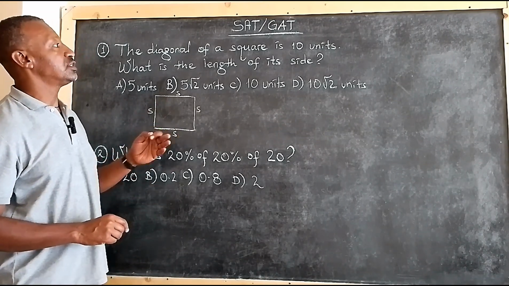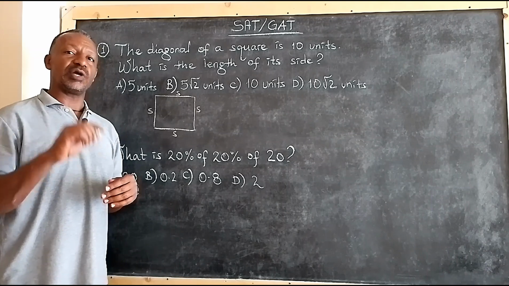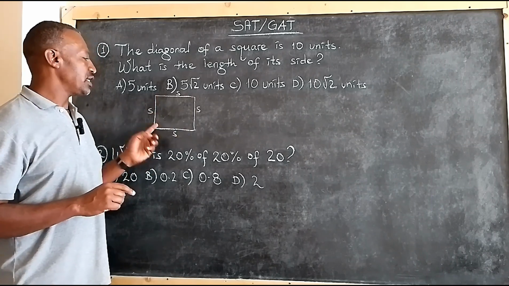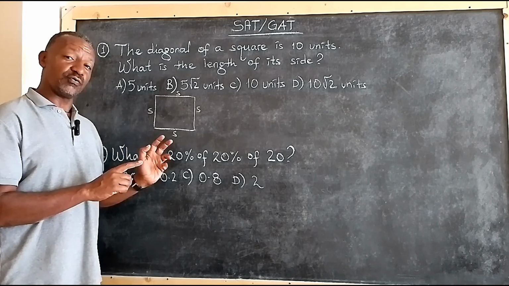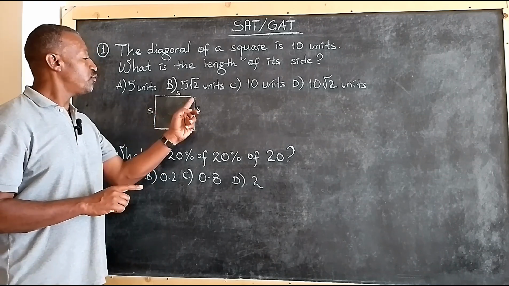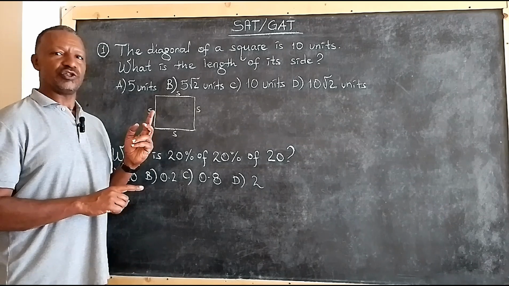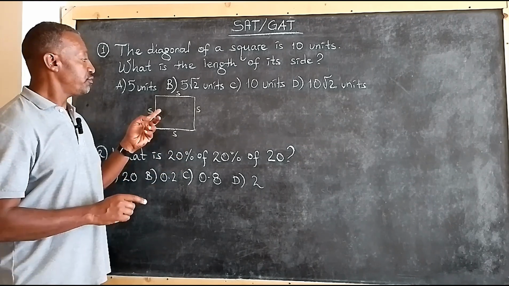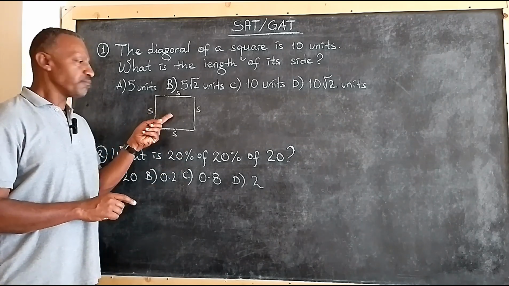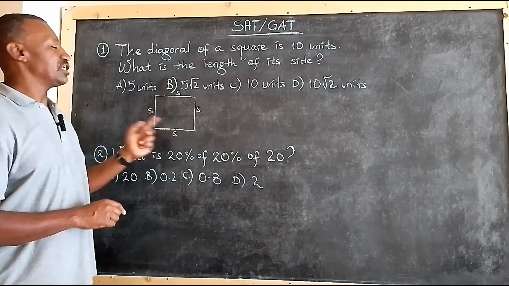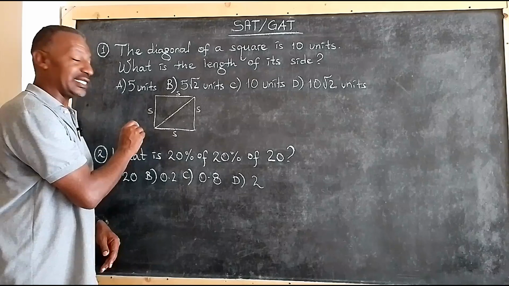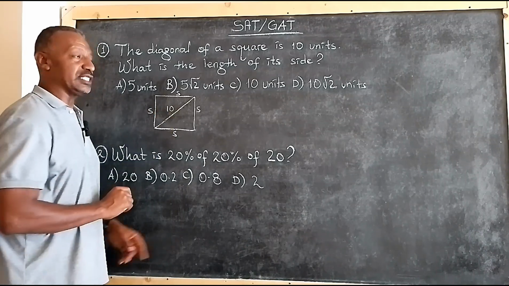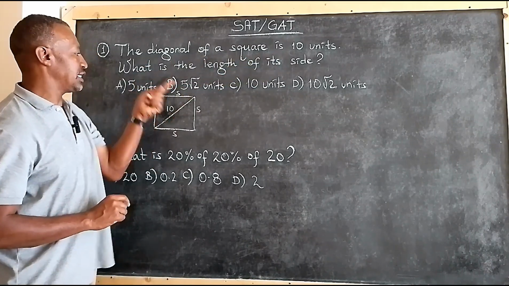In that case, the sides are perpendicular, which means 90 degrees. Otherwise, even if the sides are the same, if it doesn't make 90 degrees for all four angles, it's not going to be a square. It's going to be a rhombus. But unfortunately, this is a square. If it is a square, all sides are equal. What's given for us is the diagonal, 10 units.